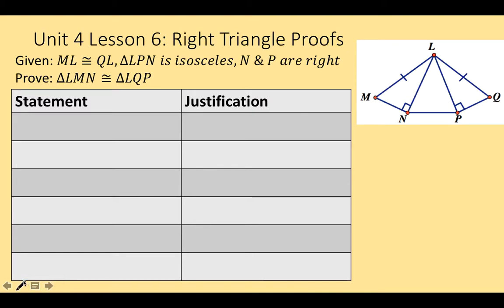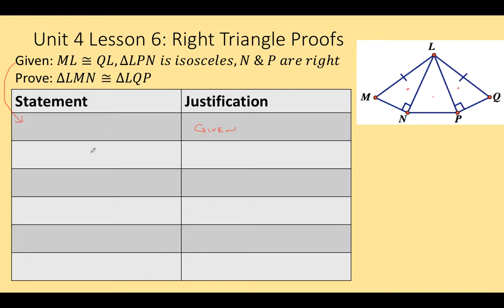This one has a little bit of a different shape to it, but we do know a lot, so we'll just kind of draw an arrow there and say we've been given. But let's explore what we've been given for a second. We know that ML is congruent to QL. Okay, that helps. We know that triangle LPN, this one in the middle here, is an isosceles triangle, and that N and P are right angles. Okay, our mission is to prove that LMN, this one, is congruent to this one.